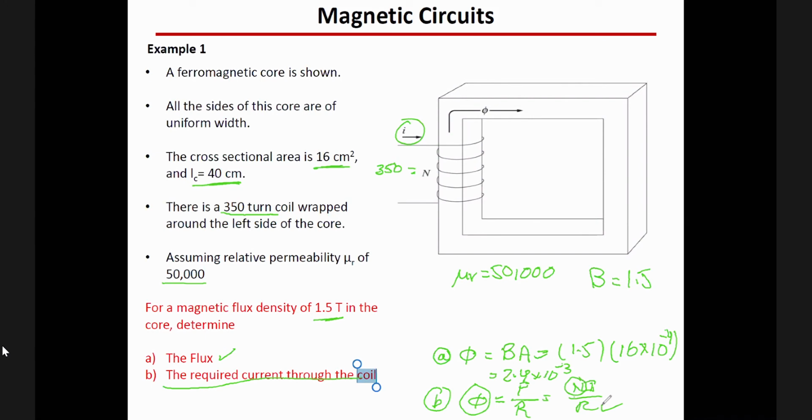We can find it by calculating it. We need to calculate what R is, which is LC over mu A. So what is LC? Again, it's given as 0.4. Why 0.4? Because it's in meters. How can we calculate mu? Mu will be 4 pi 10 to the power minus 7, which is mu 0, multiplied by 50,000. Multiplied by A, which is 16 10 to the power minus 4.